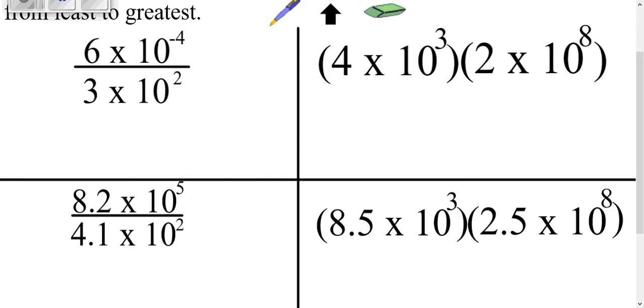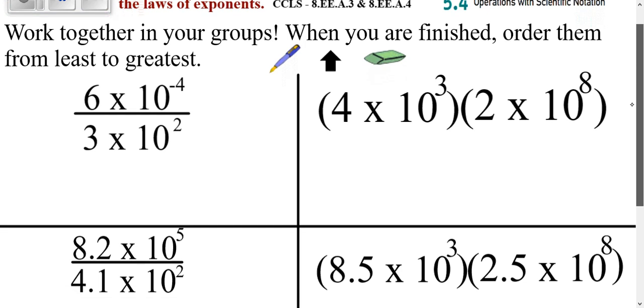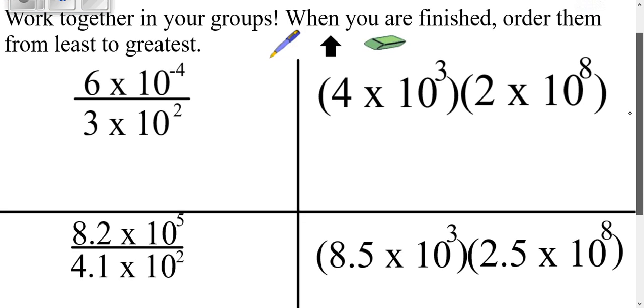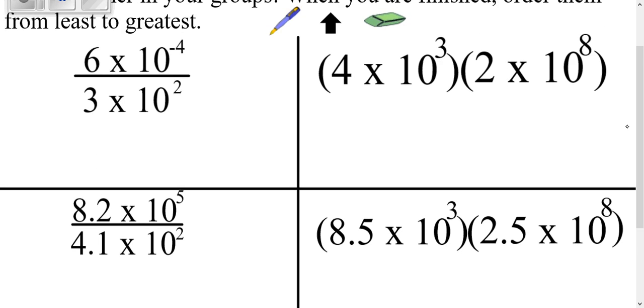So don't worry about listing them from least to greatest, where it says work together in your groups. There are no groups. When you're finished ordering from least to greatest, don't worry about it. Just get the answers, and we'll go over whatever we need to go over. You could press pause now.